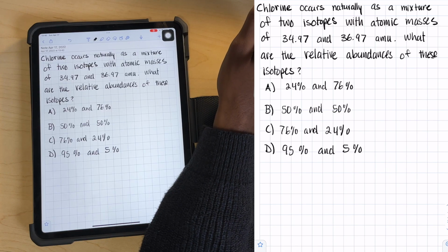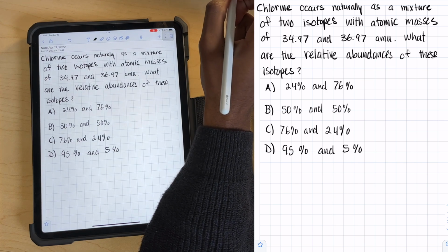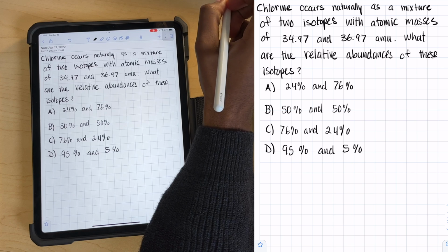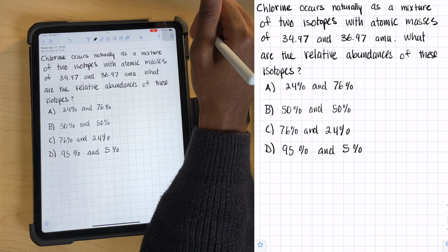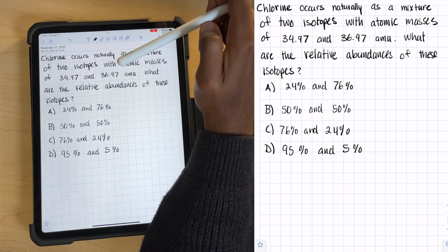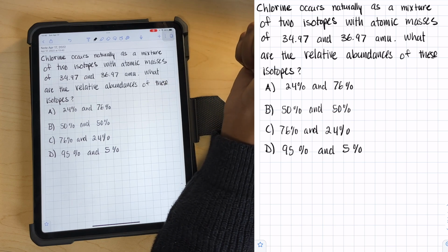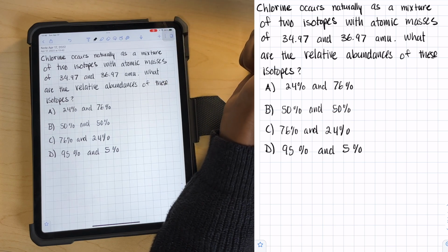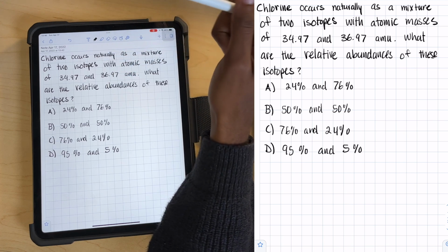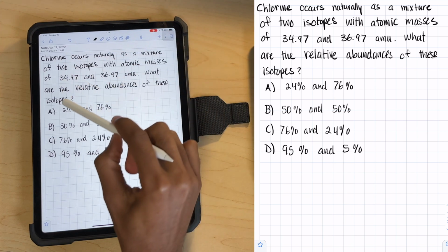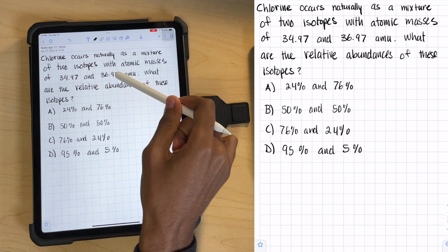Okay, so chlorine occurs naturally as a mixture of two isotopes with atomic masses of 34.97 and 36.97 AMU. What are the relative abundances of these isotopes? We have four options. A is 24% and 76%, B is 50% and 50%, C is 76% and 24%, and D is 95% and 5%. The first numbers correlate with the first AMU and the second number correlates with the second.